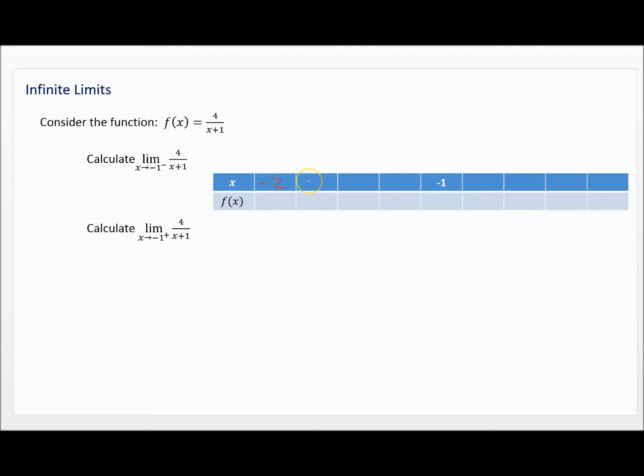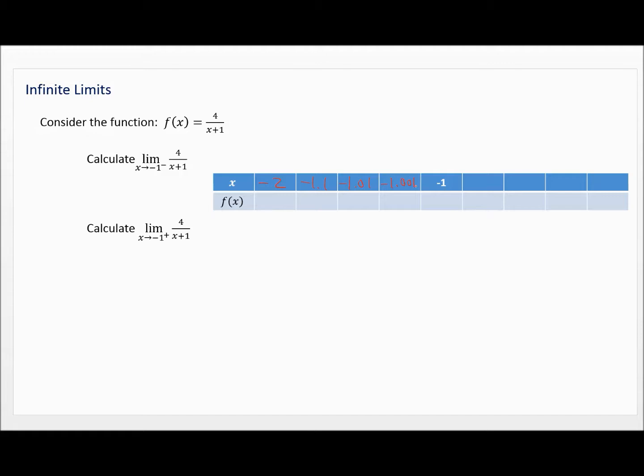Or you could plug in -1.1. That's even closer, right? Or -1.01 is even closer. Remember, this is from the left. And then -1.001. We could try those. I'm not going to make you suffer through me typing this. I'm going to pause it and type those results in, and I suggest maybe you pause it as well. So let's pause it and run these numbers.